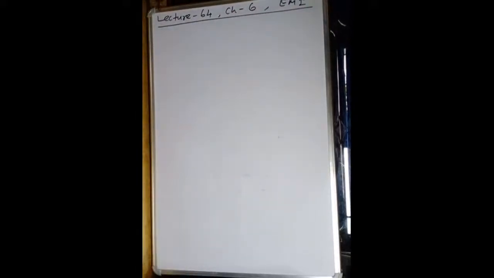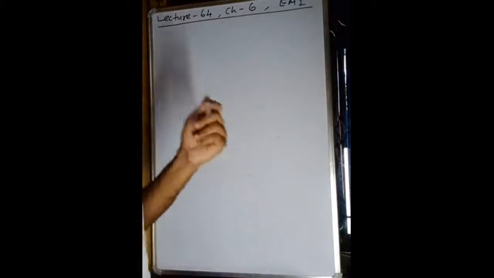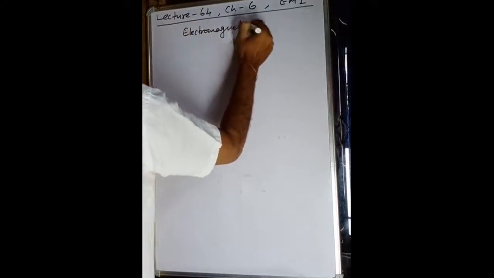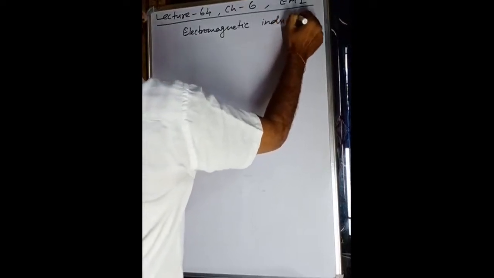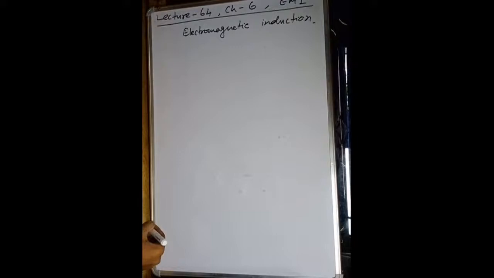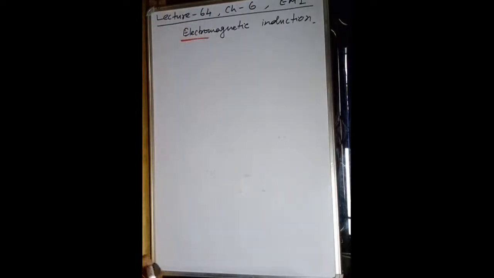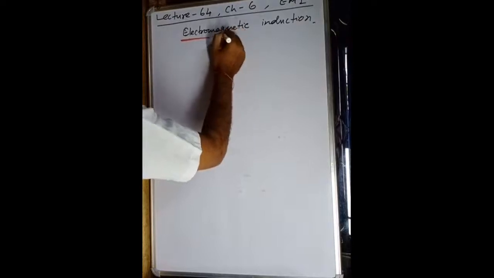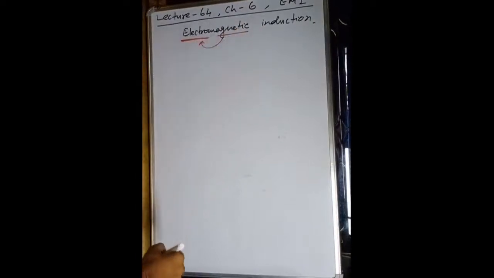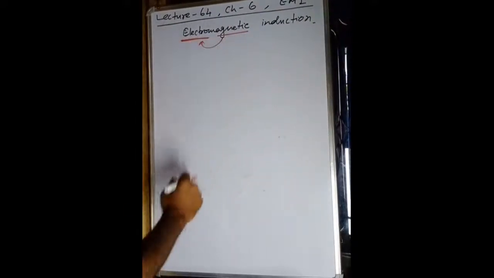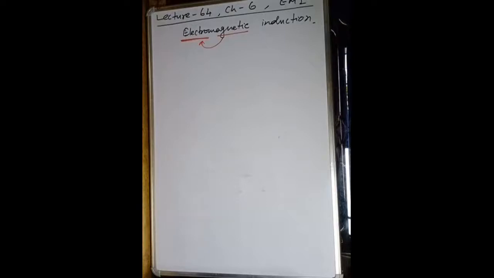EMI. My dear students, actually the word electromagnetic induction is very clear with its name. It is electro and magnetic. I mean, using a magnetic field, we will induce electricity in this chapter. Induction of electricity using the magnetic field or the magnetic field lines, that is the flux.